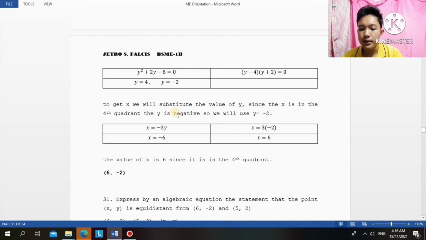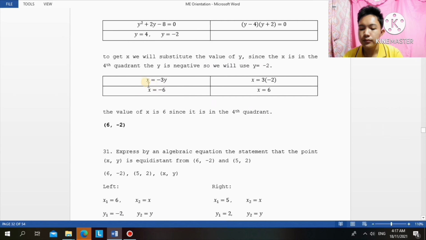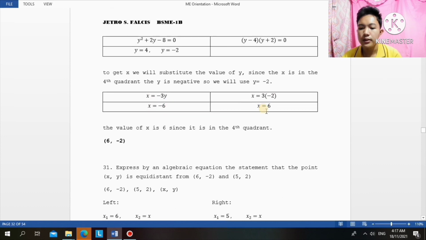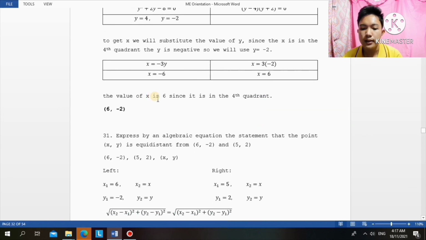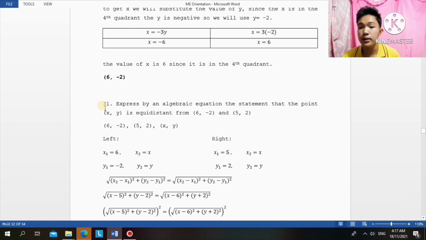To get x, we will substitute the value of y. Since the point is in the fourth quadrant, y is negative. So we will use y equal to negative 2. Since x is equal to 3y in magnitude, substitute the value of negative 2. So x is equal to 3 times negative 2, it will become negative 6. But since the point is in the fourth quadrant, x is positive. So the value of x is positive 6. Our answer is (6, negative 2).